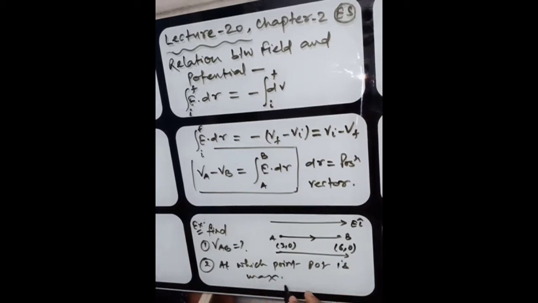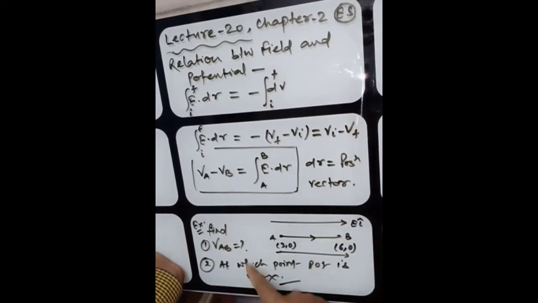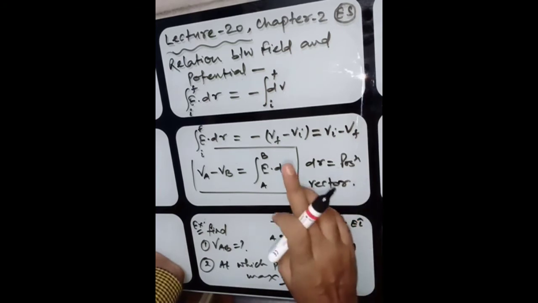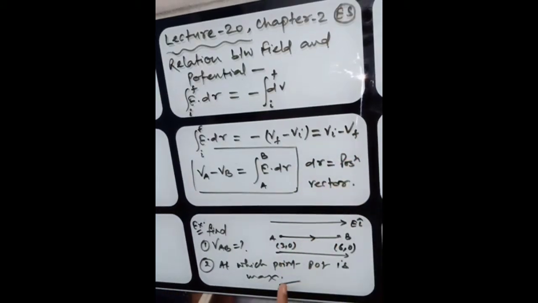My dear students, remember, while I was teaching you electric field lines, I told you that electric field lines always move from higher potential to lower potential. If the field line is moving in this direction, from this point to this point, it means A should be at high potential and B at low potential. From this theory we'll get the answer and verify that point A is at high electric potential.